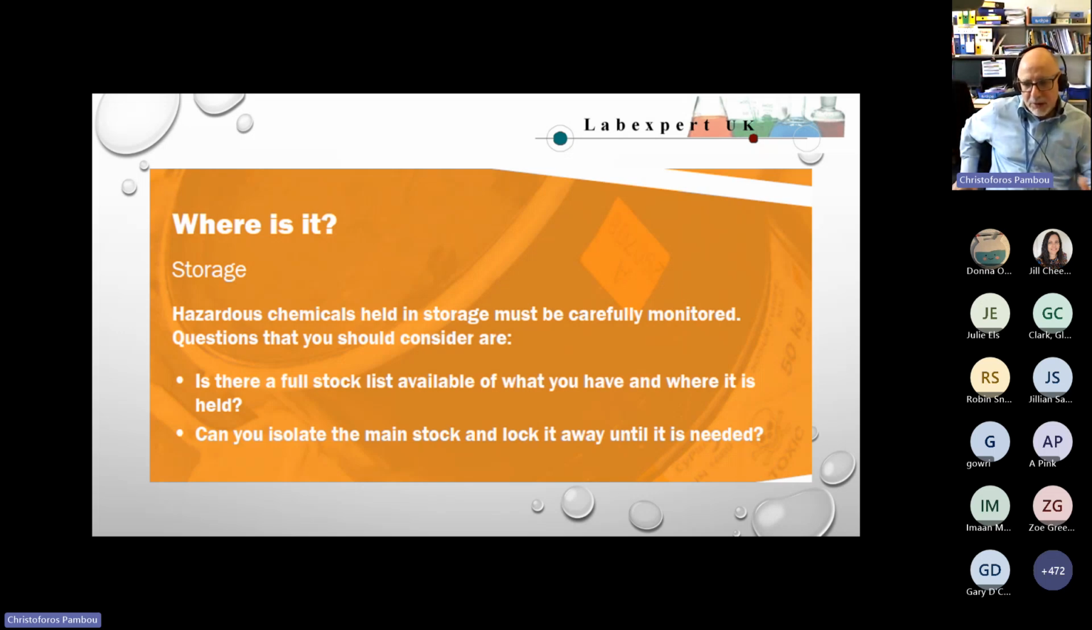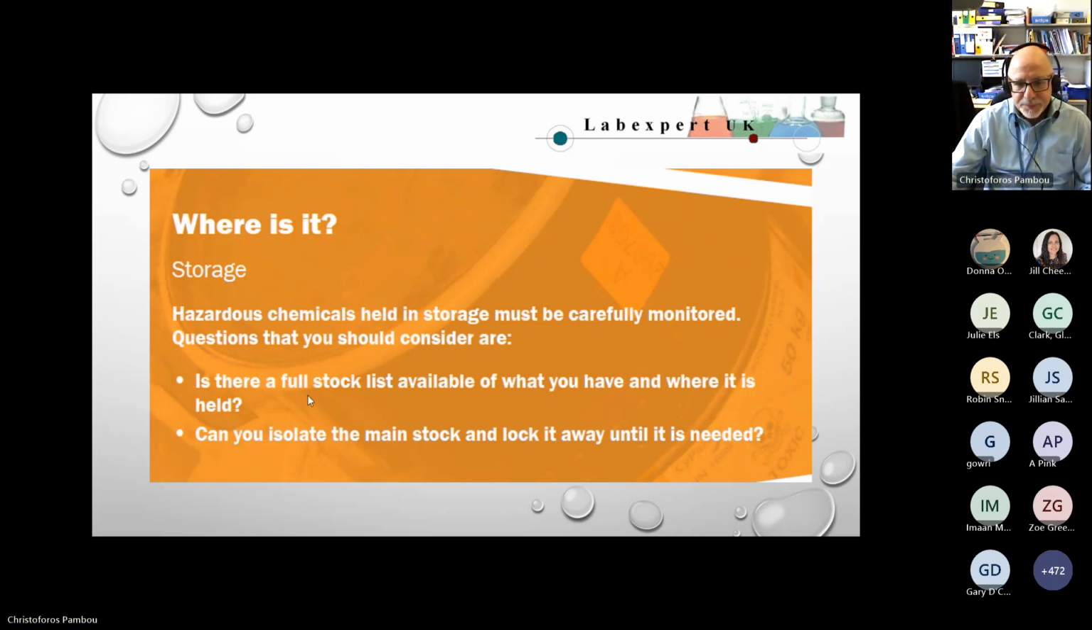For example, do you have a proper chemical store, or do you lock your prep room where you have prepared your class practical? Or when you actually prepare a practical and there are some chemicals and you put them in the lab in advance, is that lab then kept locked? Do teachers go in and then leave the door unlocked? It's the kind of things that we need to consider.